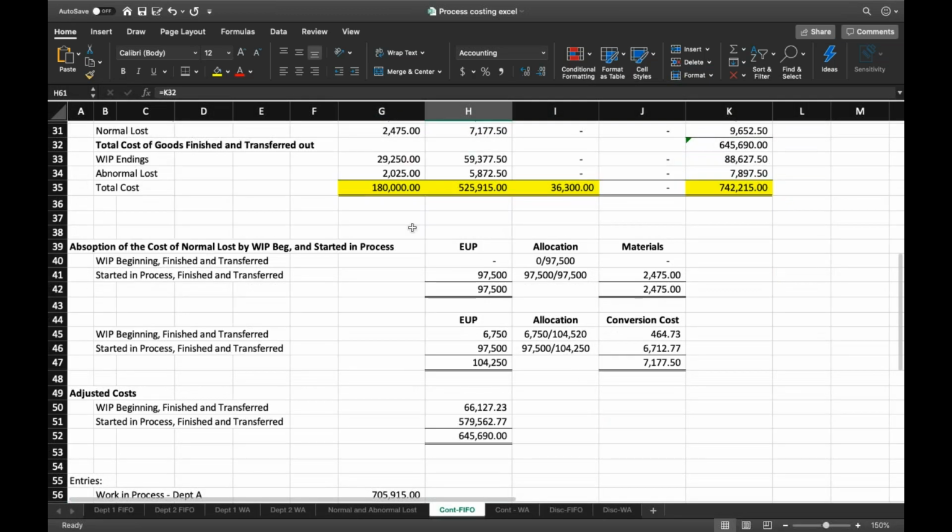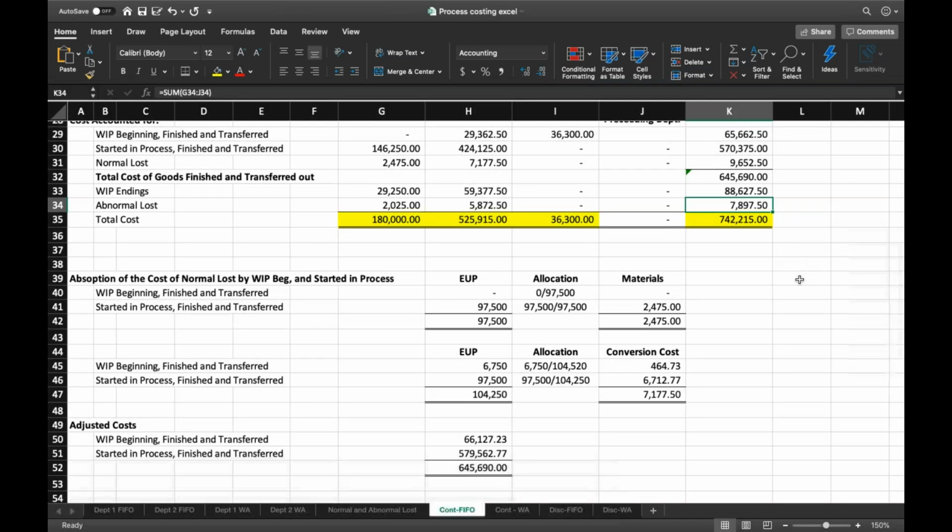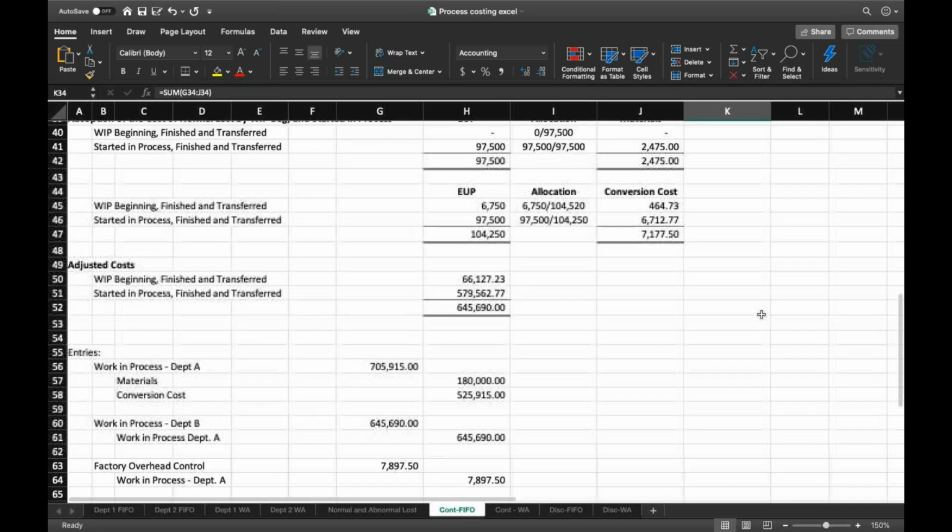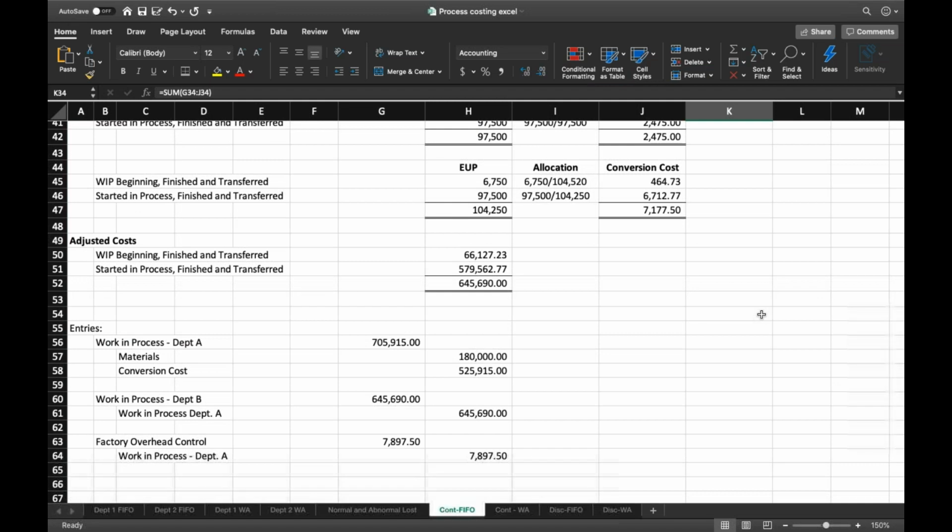For the abnormal loss units, which has a total cost of 7,897.50, sabi natin kanina, this should be removed from the work in process kasi hindi siya normal and it is treated as period cost. Kaya we have to remove it from the work in process account. Ang entry natin sa spoiled units, whenever we remove it from the work in process account, sa job order natin is debit spoiled units, credit work in process.